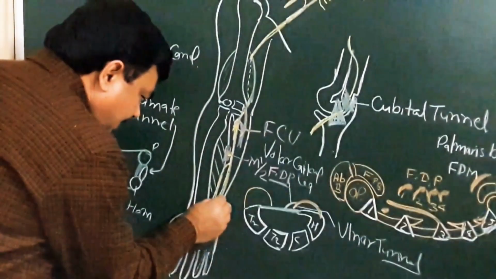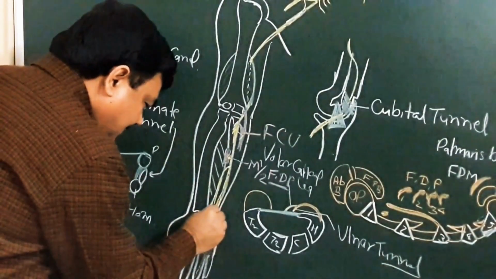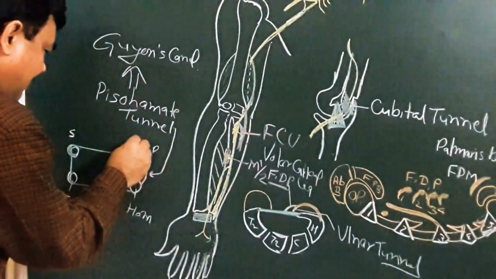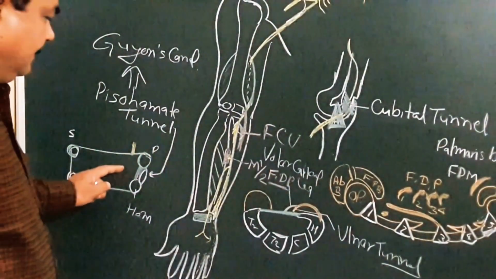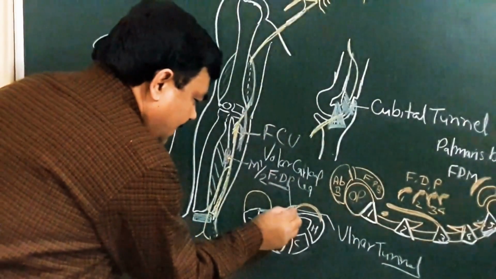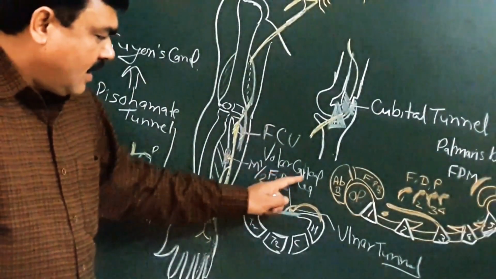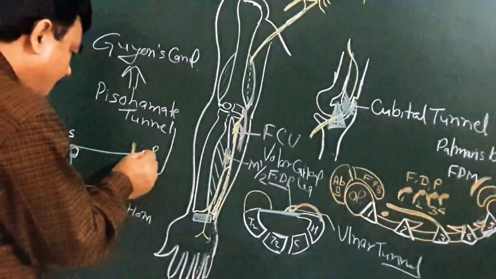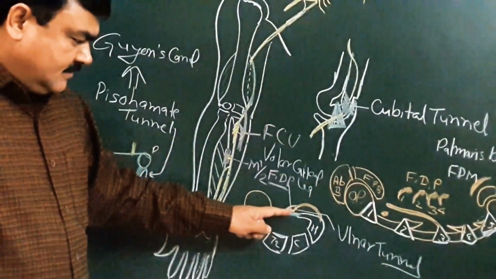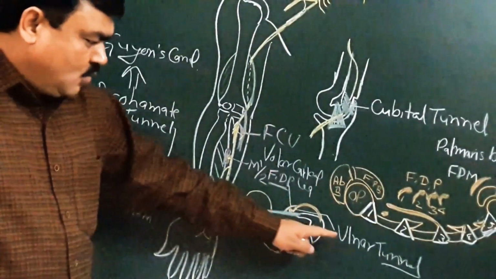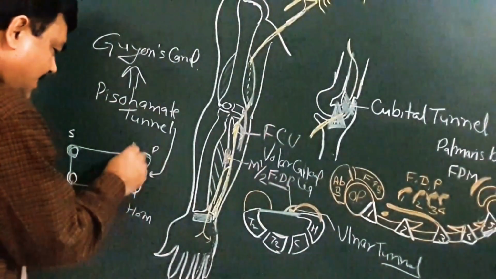So after giving these two branches, it reaches up to the flexor retinaculum. Up to here, this is the flexor retinaculum. Here it is under cover of the ulnar carpal ligament. This lies within the ulnar carpal ligament, and this ligament forms the ulnar tunnel. It passes through the ulnar tunnel.